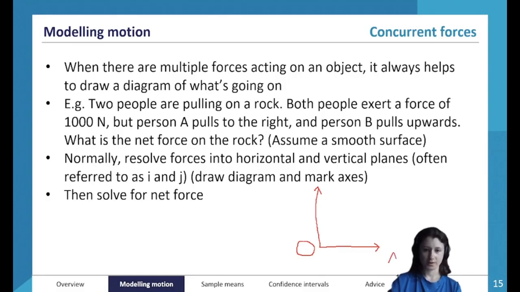So this is A, this is B. They're both exerting a force of 1,000 newtons. So we're going to label those sides. Remember, this is a force diagram, so the length of those sides is equivalent to 1,000 newtons.